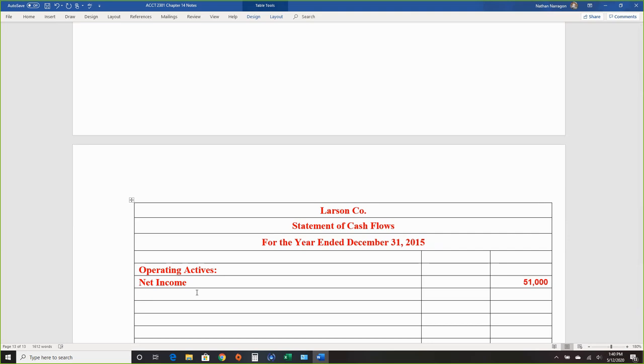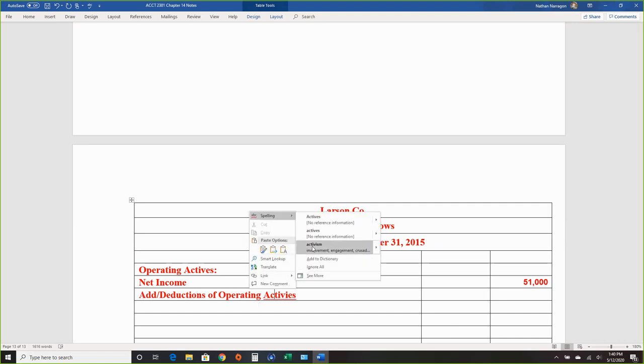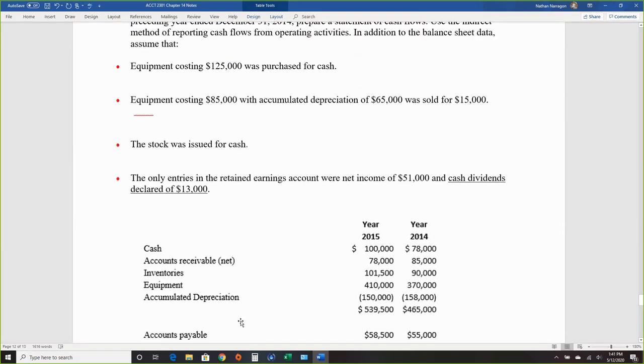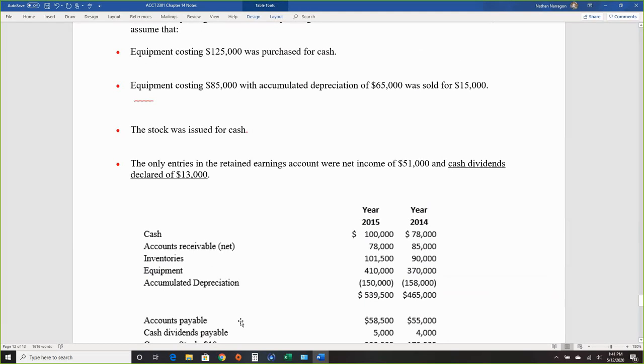Next is basically the changes in our operating activities, where we add or deduct. I know it's not spelled correct, but oh well. So, first thing that we always attack is depreciation. Now for this problem, depreciation is a little bit more complicated. One is because we have this sale. There's equipment sold. So what's going on here?